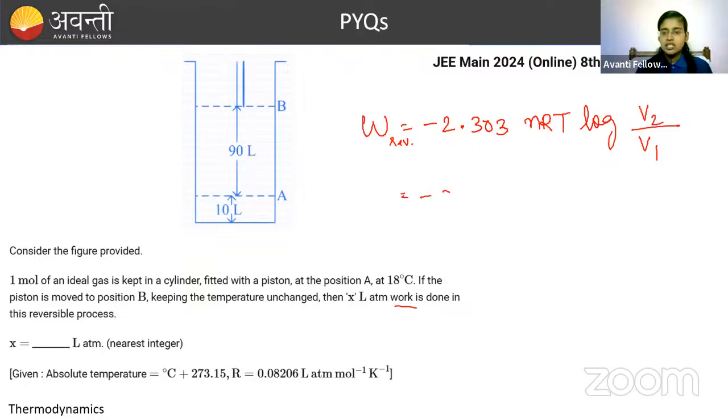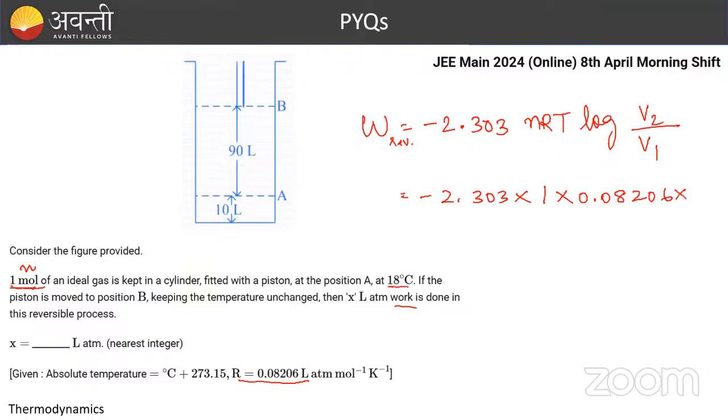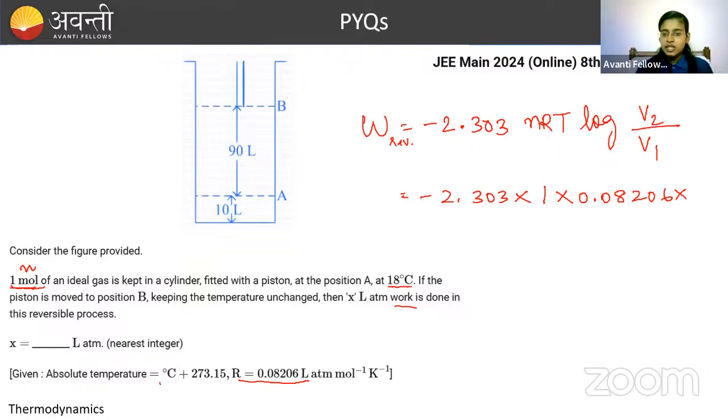So we have minus 2.3 as a constant into the number of moles. What is the number of moles here? 1 mole, so the number of moles is equal to 1. And what is the R value? It is 0.08206, into temperature. The temperature is 18 degrees Celsius, but we have to represent it in Kelvin, right? So to convert that, we have to do 18 plus 273.15.